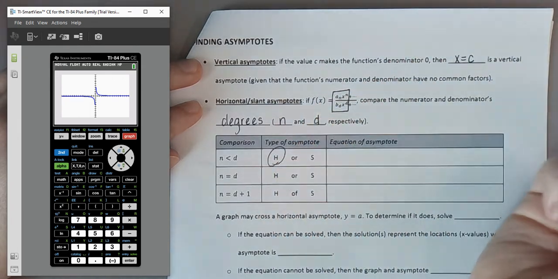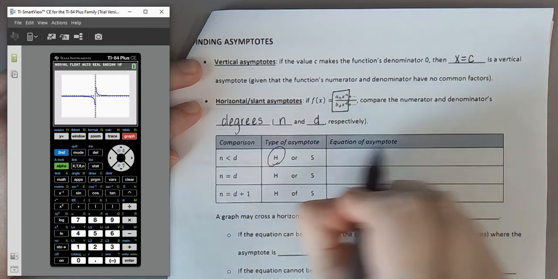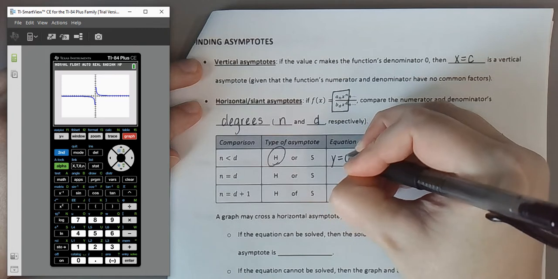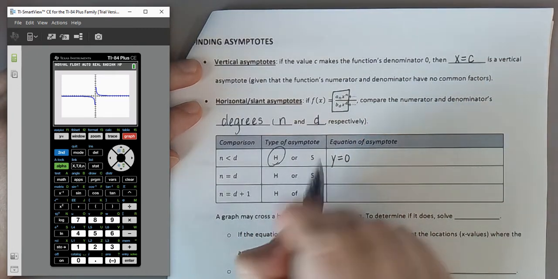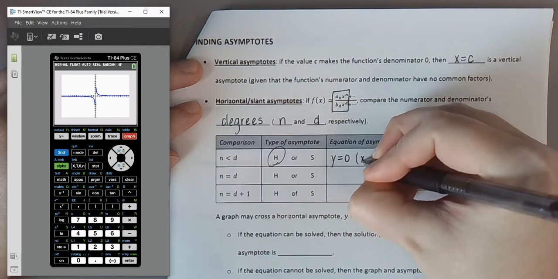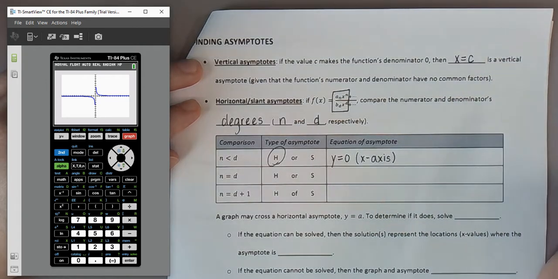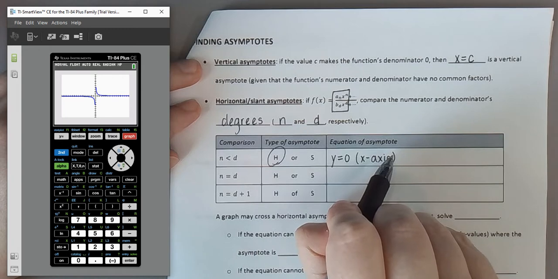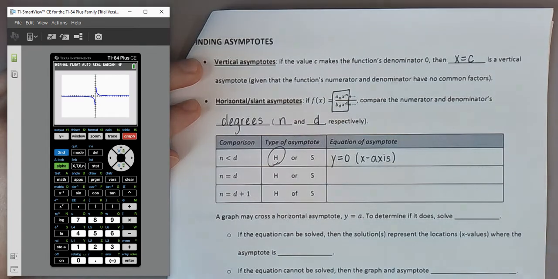In that case, we have a horizontal asymptote, not a slanted asymptote, and the actual asymptote's equation is going to be y equals 0, the horizontal line that passes through a y value of 0. We have a name for this. We call this the x-axis. So anytime our numerator's degree is less than our denominator's degree, we have a boundary at the x-axis, which is actually what we're seeing here with the reciprocal function. It's got that boundary at the x-axis. We can determine that from the function itself.